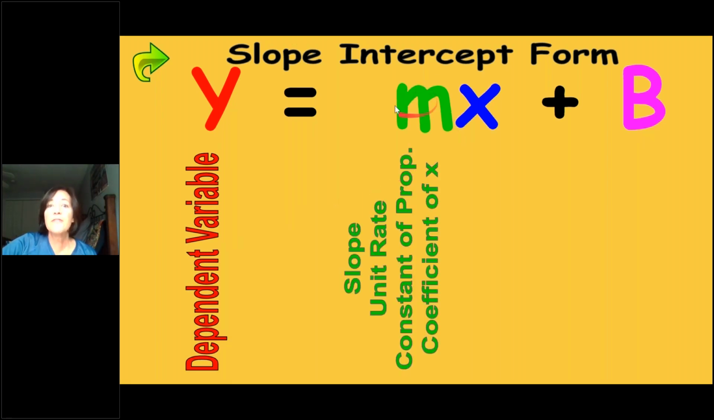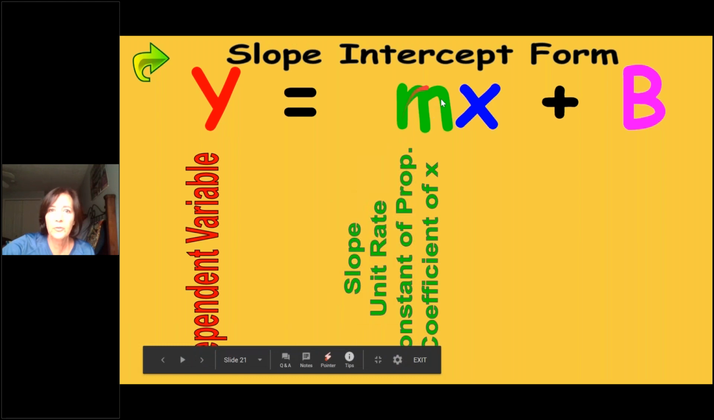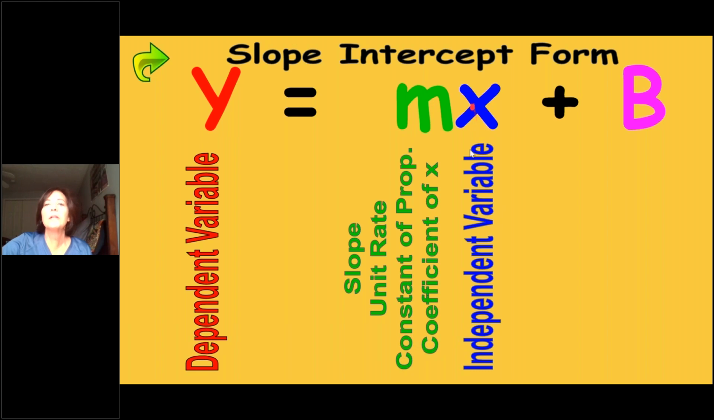In the position where we have the m, we're going to have to substitute in our slope. Now, sometimes they'll tell you the slope is so-and-so, but sometimes they'll use words like unit rate or constant of proportionality or coefficient of x. But regardless, in order to have a linear equation, we're going to have a number in this position where it says m. Our x is going to be our independent variable. When we write a linear equation, our y is going to stay a y and our x is going to stay an x.